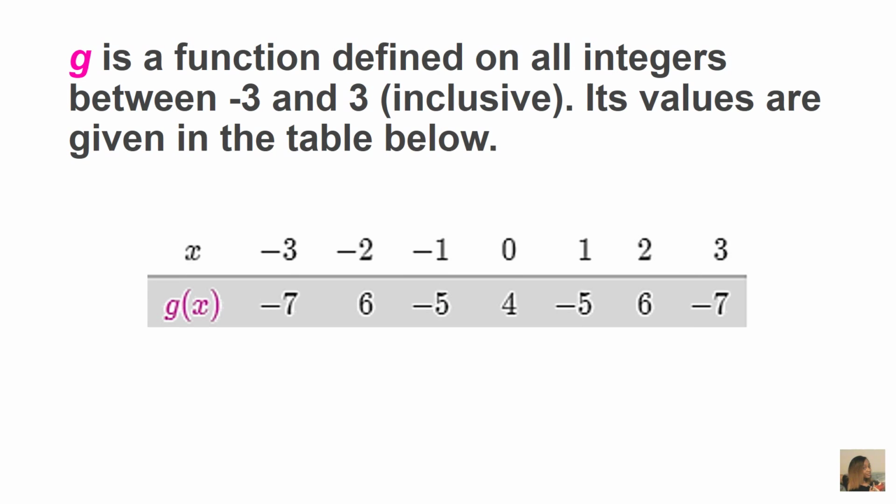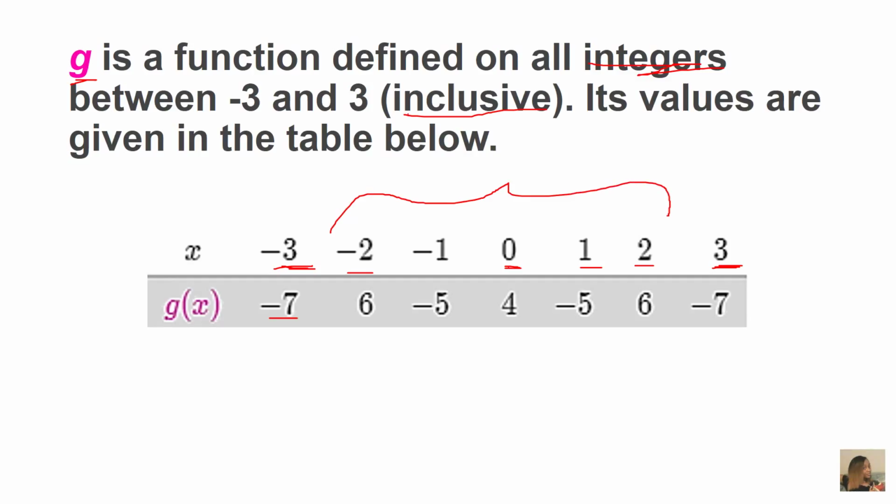G is a function defined on all integers, and integers are whole numbers that don't contain fractions or decimals, such as 0, 1, 2, 3, as well as negative numbers like negative 2, negative 3, negative 7, etc. Integers between negative 3 and 3 inclusive. And note, an inclusive range of numbers includes the first, as well as the last number, and all numbers in between them.